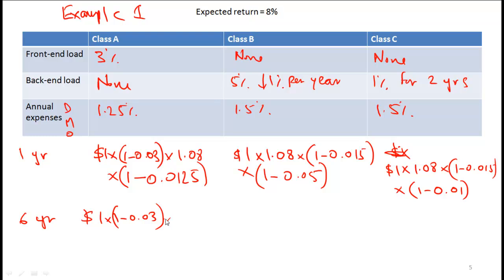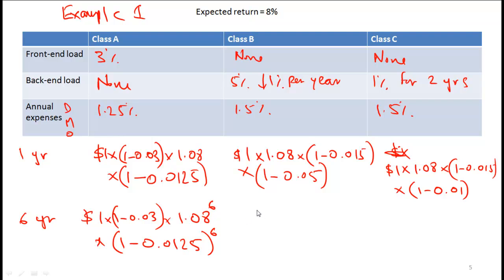So you multiply this by 1.08 to the power of 6, and you are going to have a 1.25% charge every year. So you also multiply this by 1 minus 0.0125 to the power of 6, and you can do the maths. So that's how much money you will have after 6 years if you invest in class A.